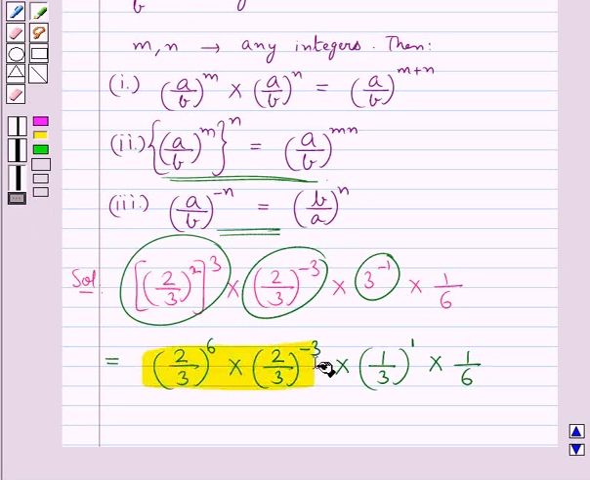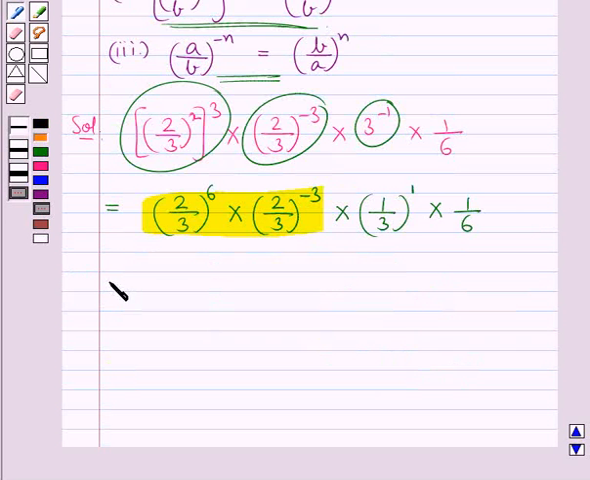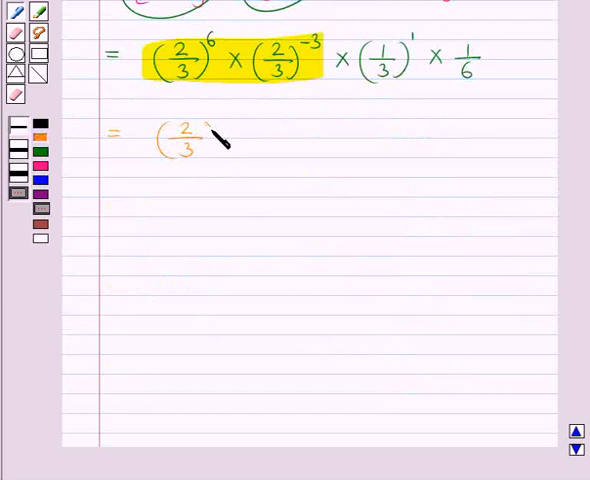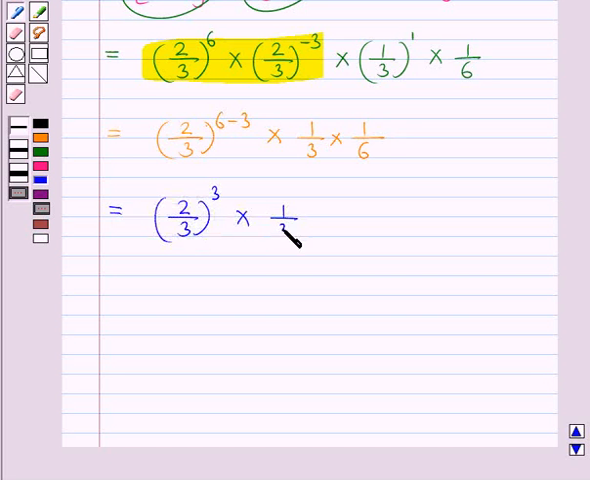Now for these two terms, (2/3)^6 into (2/3)^-3, we will use this first law, that is (A/B)^m into (A/B)^n is equal to (A/B)^(m+n). So this is further equal to (2/3)^(6-3) into 1/3 into 1/6. This gives us (2/3)^3 into 1/3 into 1/6.